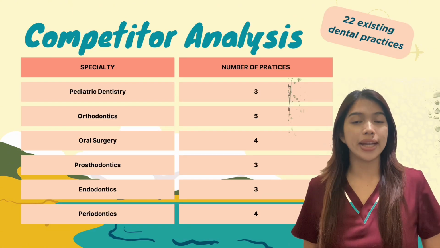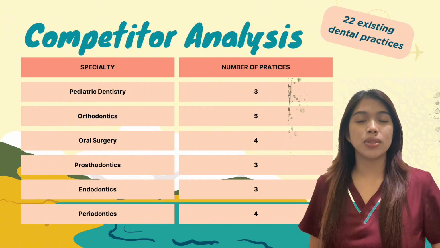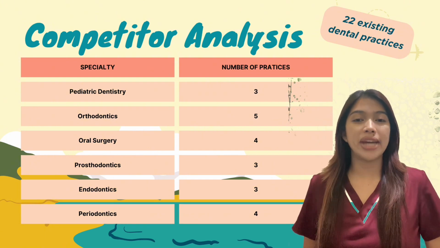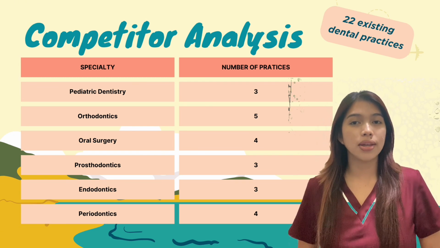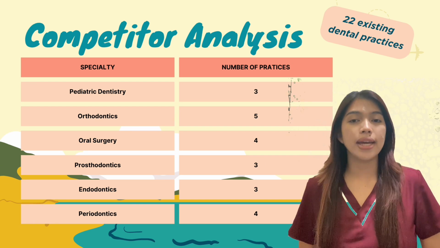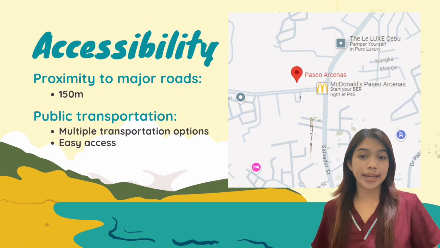For the competitor analysis, here shows 22 existing dental clinics. So specializations include pediatric dentistry with 3, orthodontics 5, oral surgery 4, prosthodontics 3, endodontics 3, and periodontics 4. For the accessibility, there are public utility jeepneys, taxis, moto-taxi, and ride-hailing apps.